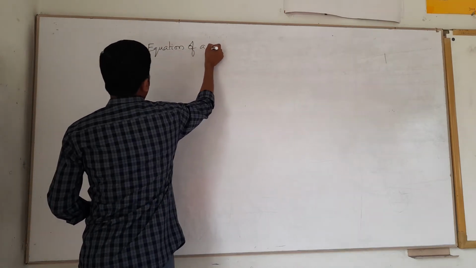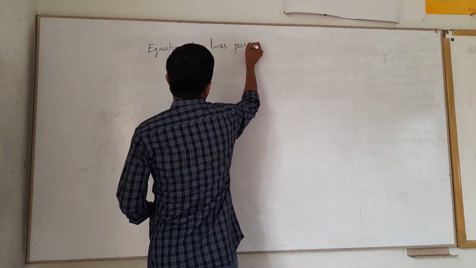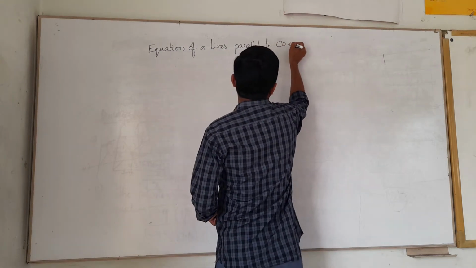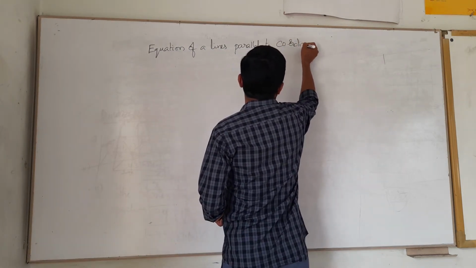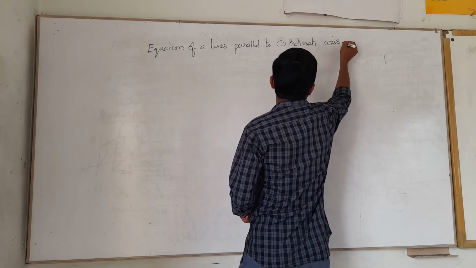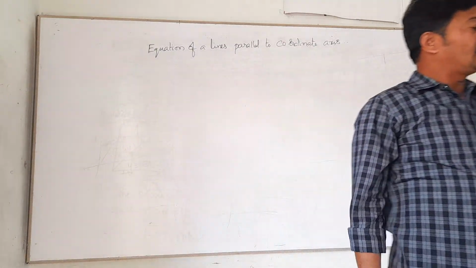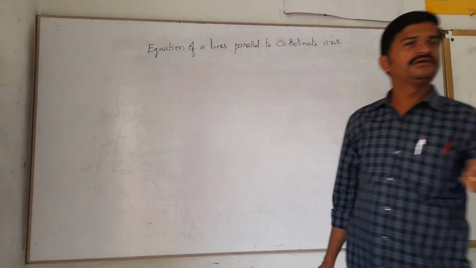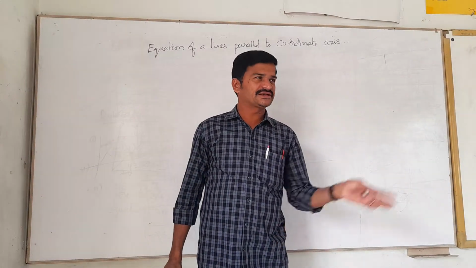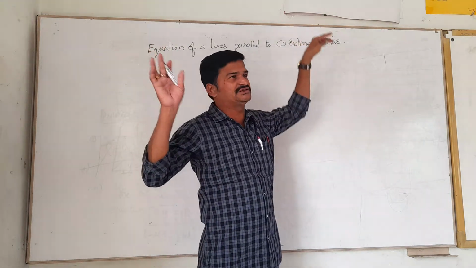Equation of a line parallel to coordinate axis. Okay? In that, how many coordinate axes are there? Two only. X axis, y axis. Those are also called coordinate axes. Don't think coordinate axis means something else.